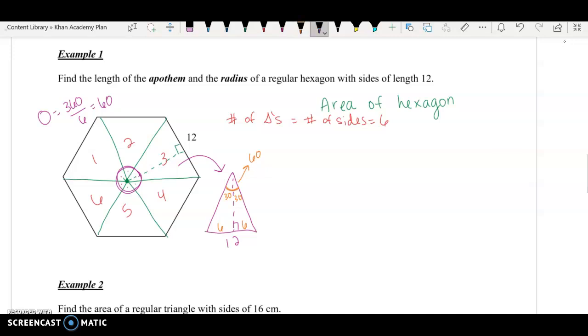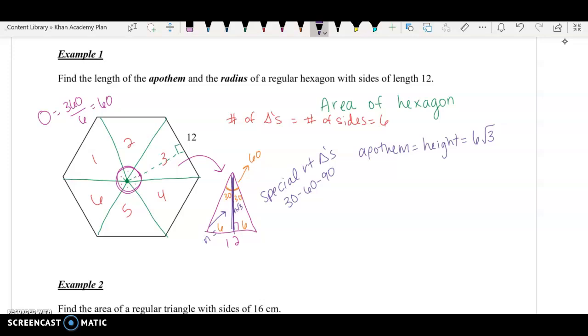At this point, we need to use our special right triangles, aka our 30, 60, 90 special right triangles here. Across from the 30 would be your n, and what we are looking for is your apothem, which would be across from your 60-degree angle, which would be n root 3. That means that your apothem, which is the same thing as your height, would be 6 root 3, because if it's n root 3 and n is 6, it would be 6 root 3.